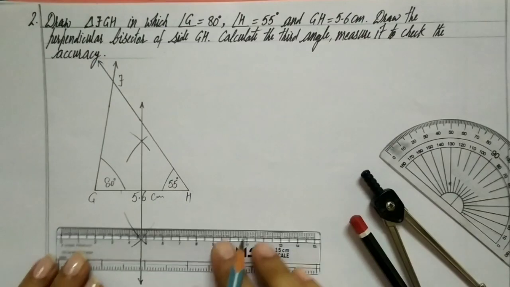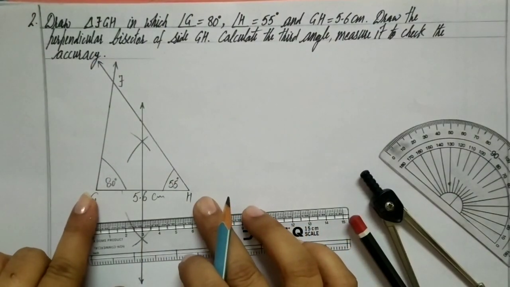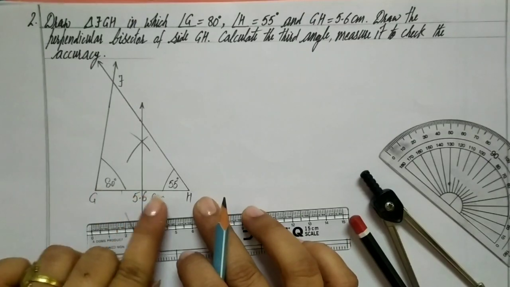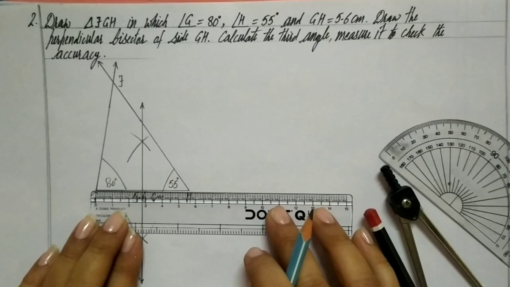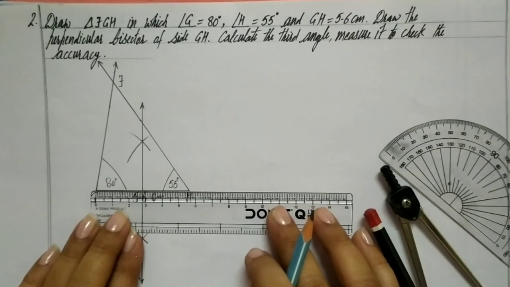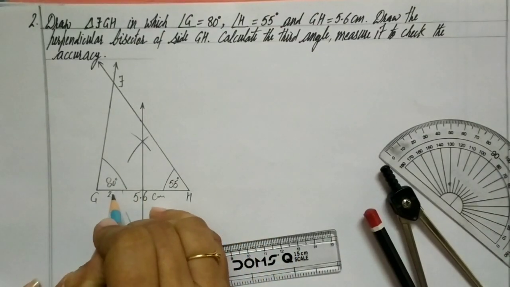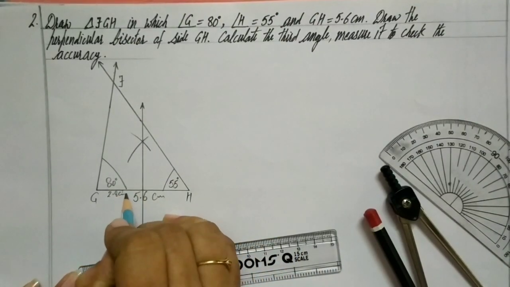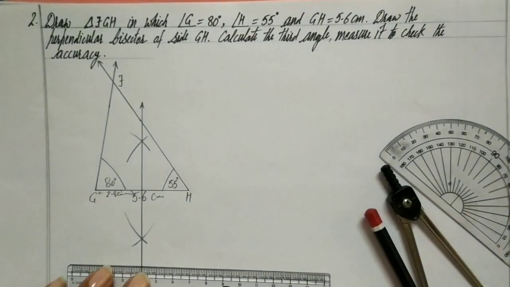Now for accuracy check, because the total length of GH is 5.6, the length of each part must be 2.8. So have a look. As you can see, it's very clear, 2.8. So here we will write down 2.8 centimeter this way and 2.8 here.